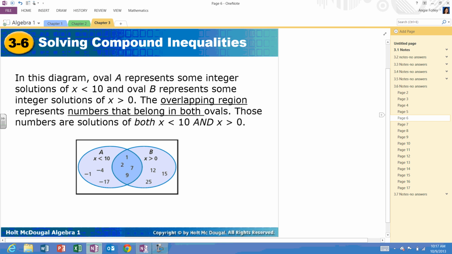Just to visually show you what's going on in the diagram here, we've got an oval with A that has some integers that are x is less than 10, like -4, -1, those are all less than 10. And then on the B side, it's everything greater than 0: 12, 25, 15, things that are bigger than 0. In the middle, they're showing you what overlaps. So these things, 1, 2, 7, 9, satisfy both inequalities: anything less than 10 and anything bigger than 0. Okay?